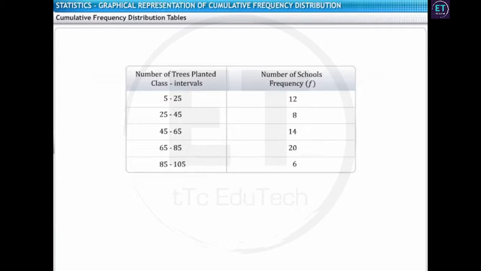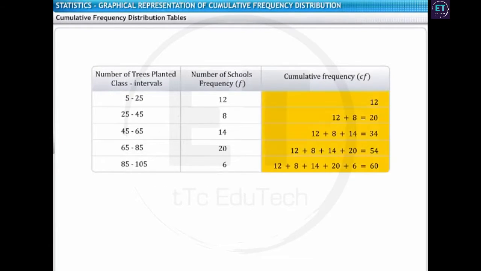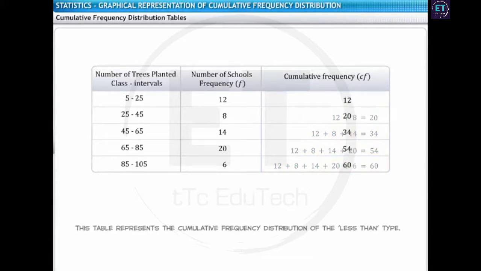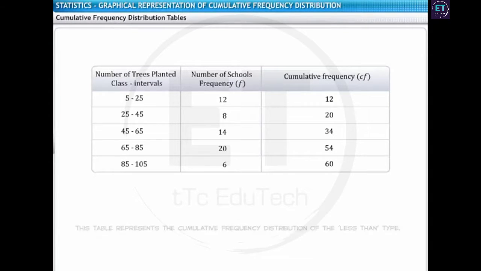Similarly, the cumulative frequency distribution of the less than type is prepared. For this, the data is first reorganized using only the upper class limits of the class intervals. Then, their corresponding frequencies are adjusted as shown. The cumulative frequency distribution of the less than type is obtained. Next, we'll see how this reorganized data is represented in a graphical form.